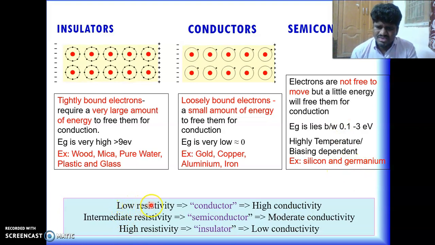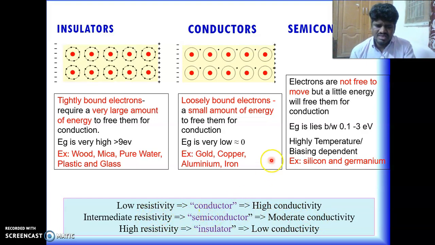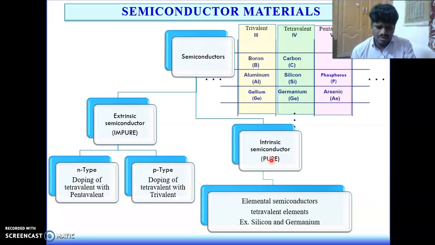Conductors have low resistivity and high conductivity, and insulators have high resistivity and low conductivity. But for semiconductors, resistivity and conductivity are intermediate between conductors and insulators. Now we are moving to the next topic, semiconductors. We can classify semiconductors into extrinsic semiconductors and intrinsic semiconductors based on their purity.